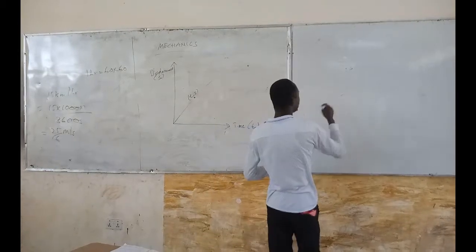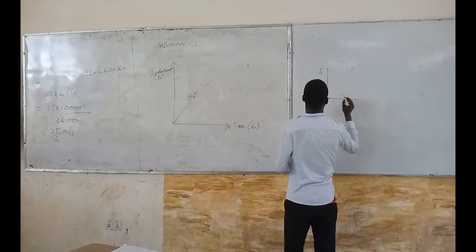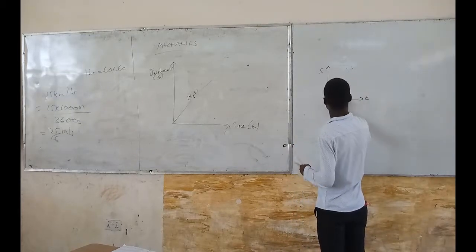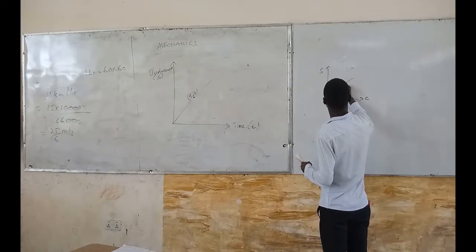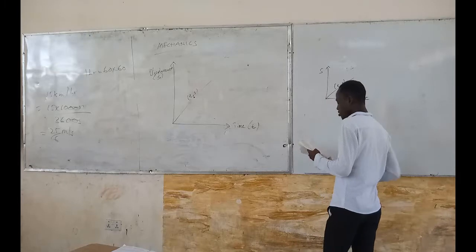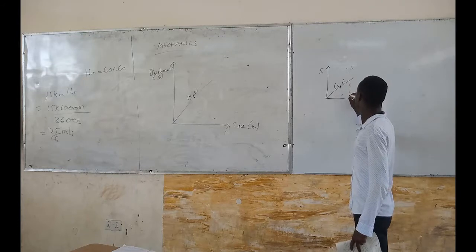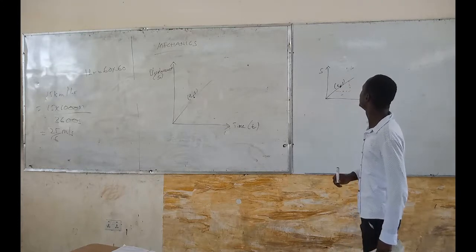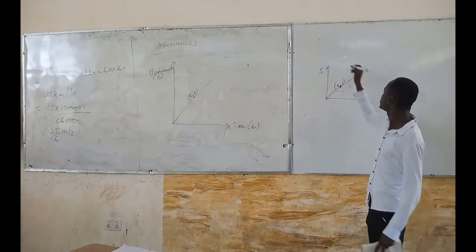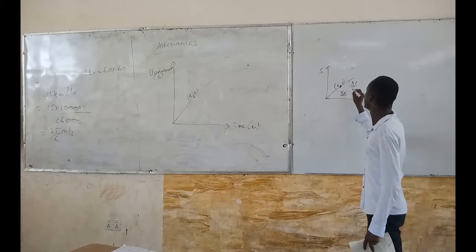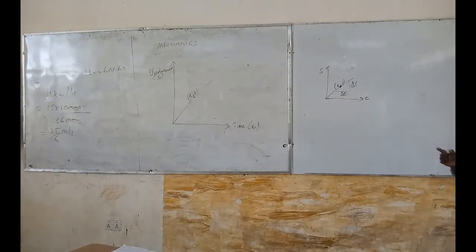So now we know our displacement is S, and this one is our T. The point here is (t, s). If you want to find the gradient, we use m. So the formula will be change in S over change in T. Very good. Now that's the gradient. What do you think the gradient will give?